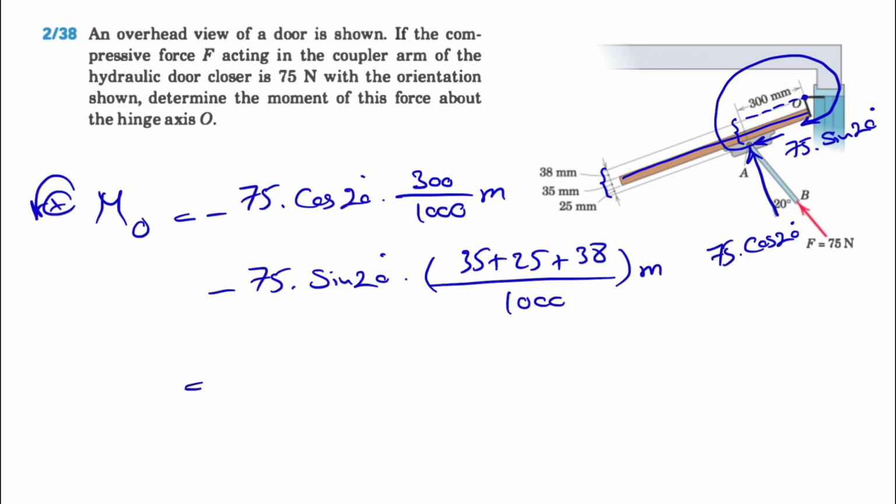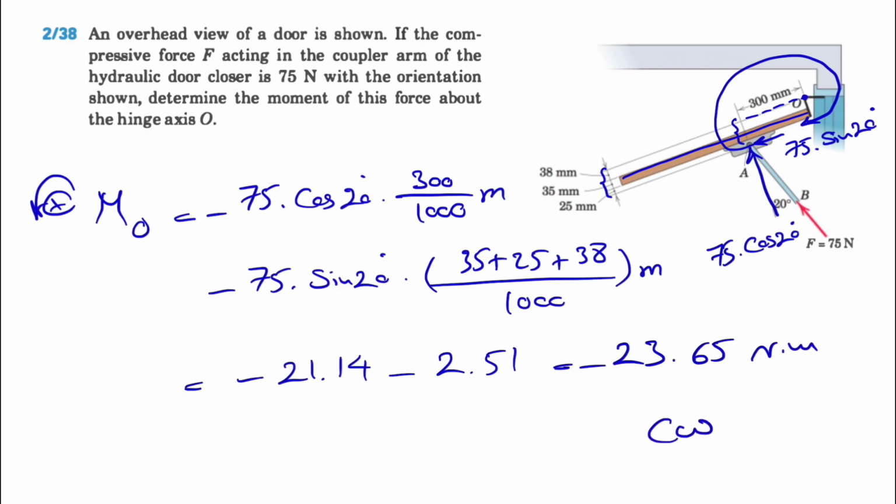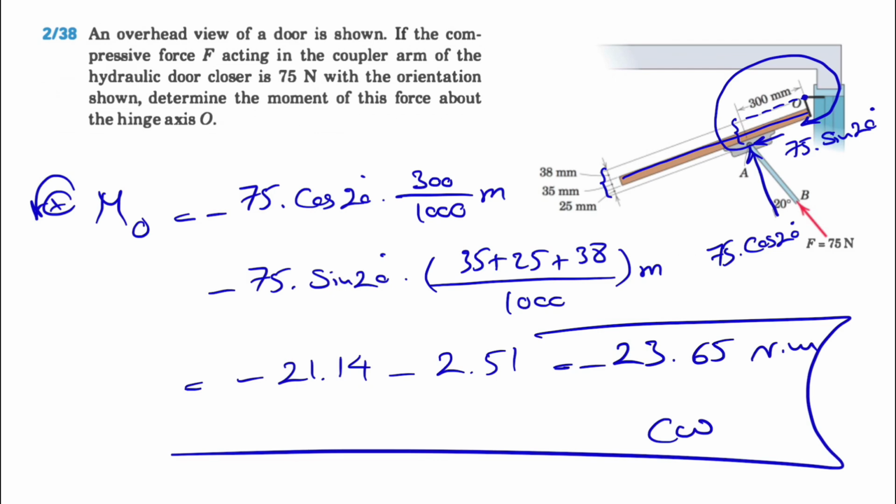Same in here. If we calculate the first one, we get minus 21.14, and the second part we have minus 2.51, and this gives us minus 23.65 Newton meter. The negative sign shows the moment is clockwise. So that would be all for this one.